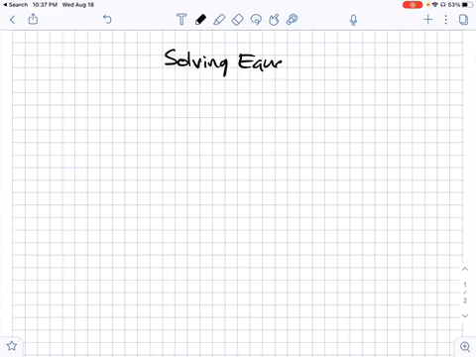Now, in physics, we have a lot of different equations that we can use. And those equations, sometimes they're not arranged for the variable that we actually need. And in those situations, we have to manipulate the equations and solve for the given variable that we're looking for so that we can then use that equation.